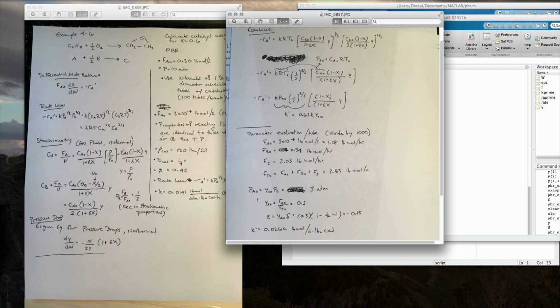So then you can plug those back into PA naught, and you get YA naught, which is 0.3, multiplied by P naught, which is 10, so you get 3 atmospheres. And we can also calculate what K prime is from this. We know K, we know PA naught, and so doing that you get 0.0266.